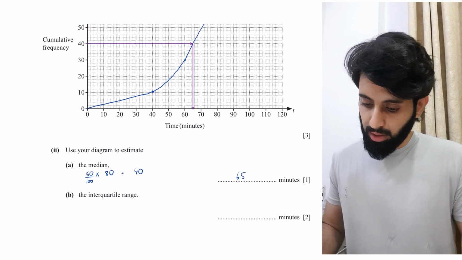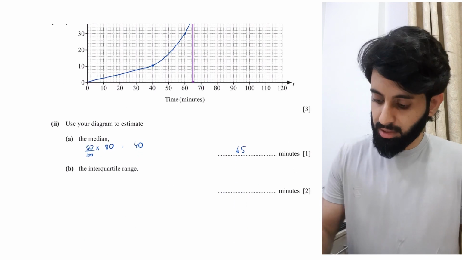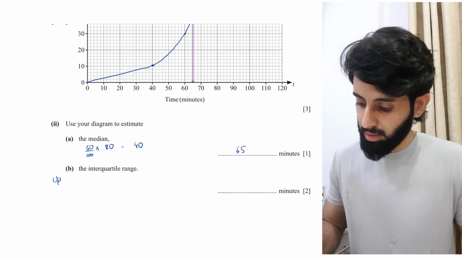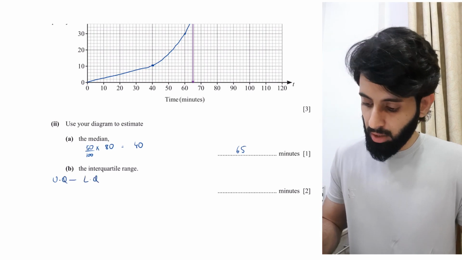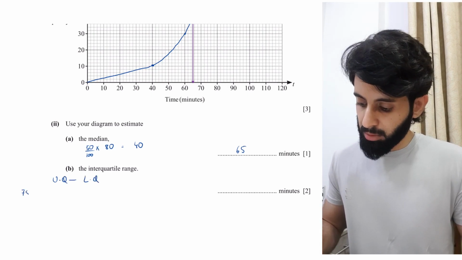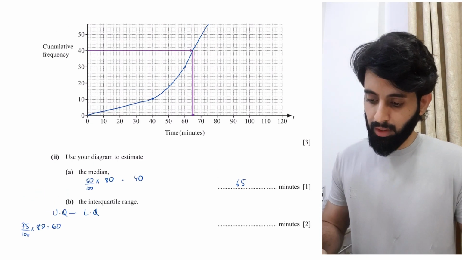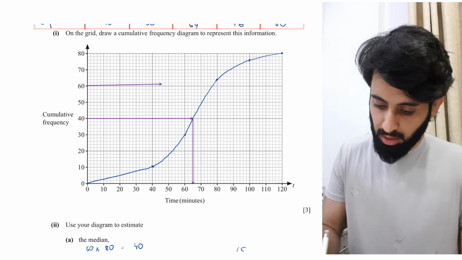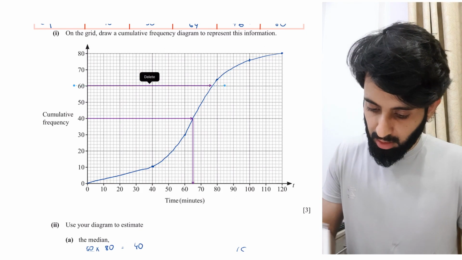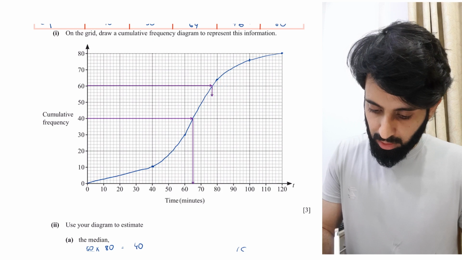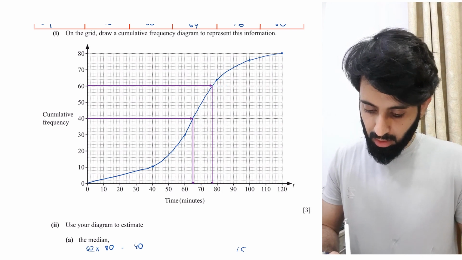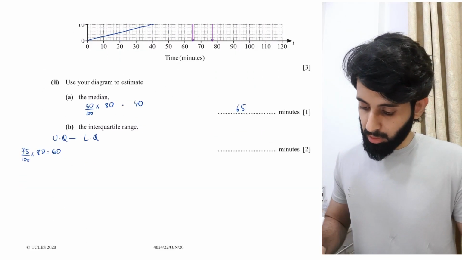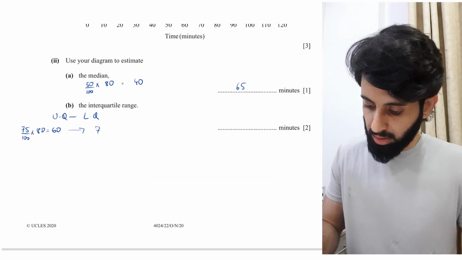All right, then we have the interquartile range. So interquartile range, you should know, is the upper quartile minus the lower quartile. To save some time, I'll just write UQ minus LQ. So that means we've got to work out what the upper quartile is, which means 75% of 80, which is equal to 60. Now let's look at the corresponding value of 60. Again, try and be as accurate as possible. So 72, 4, 6, 8. So between 76 and 78. So I'm going to go with 77. Right, so let's write 77 here.